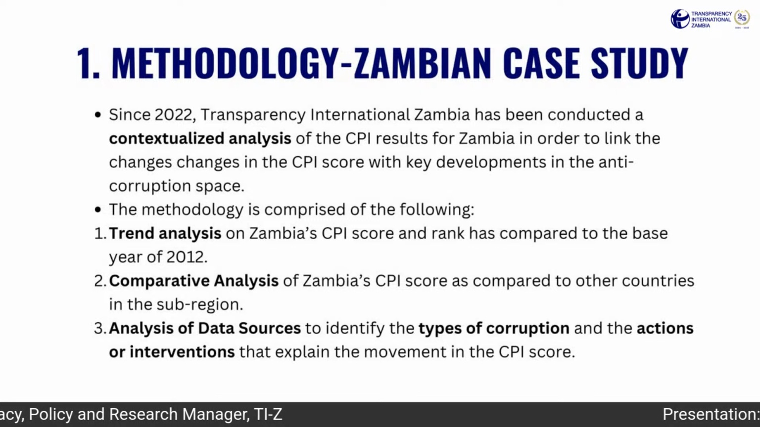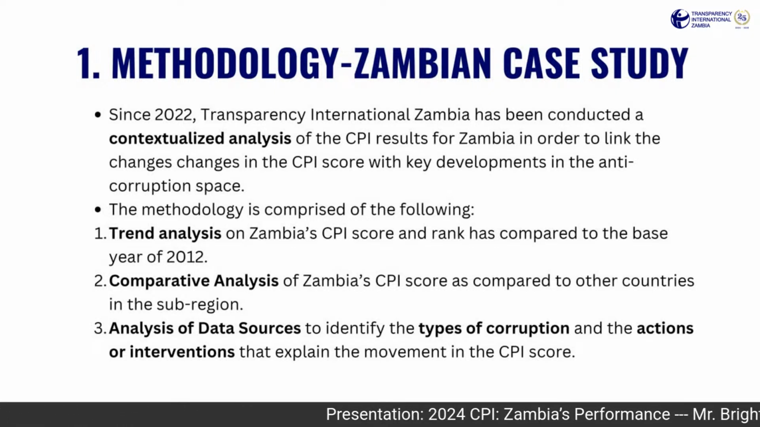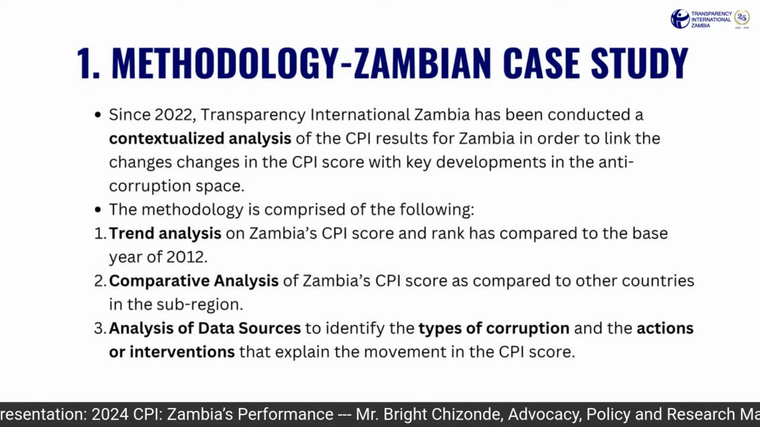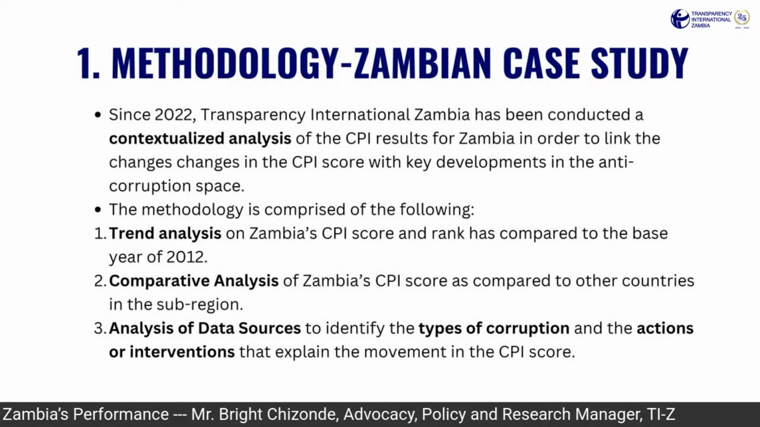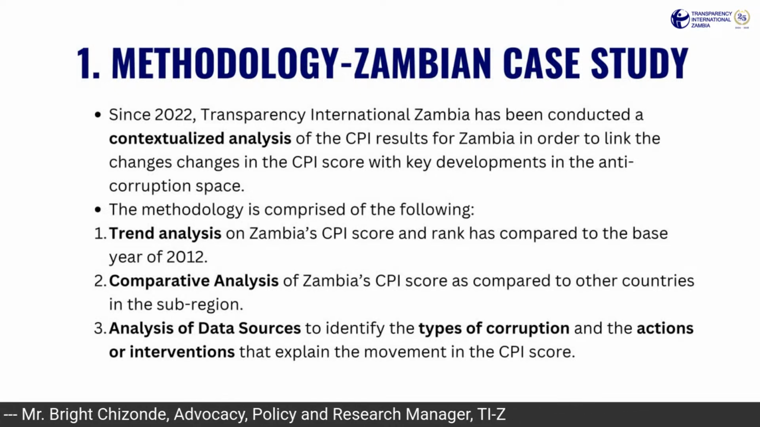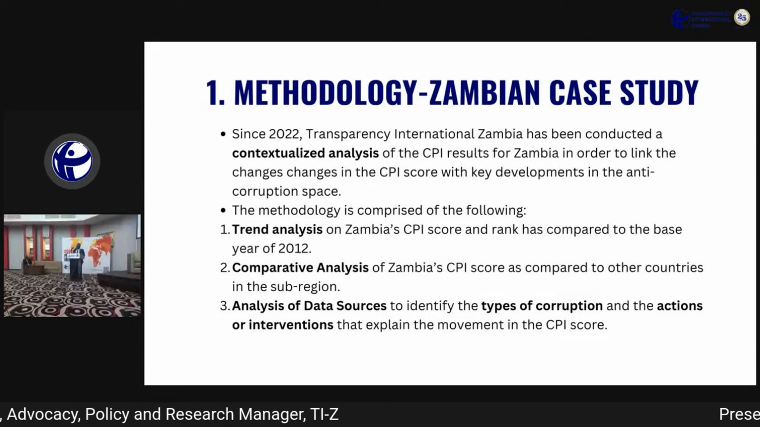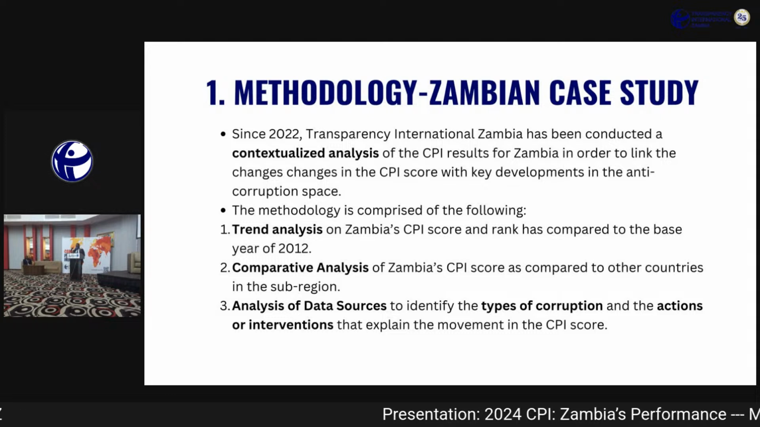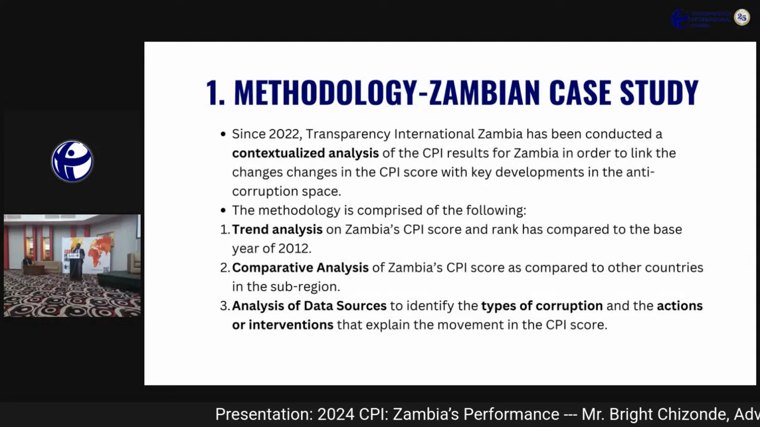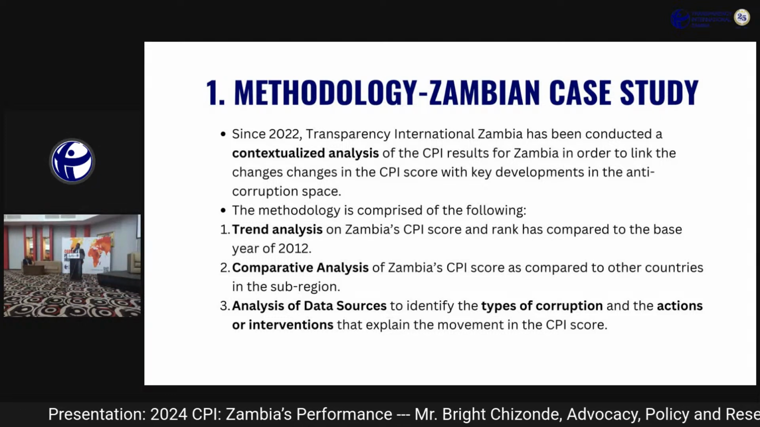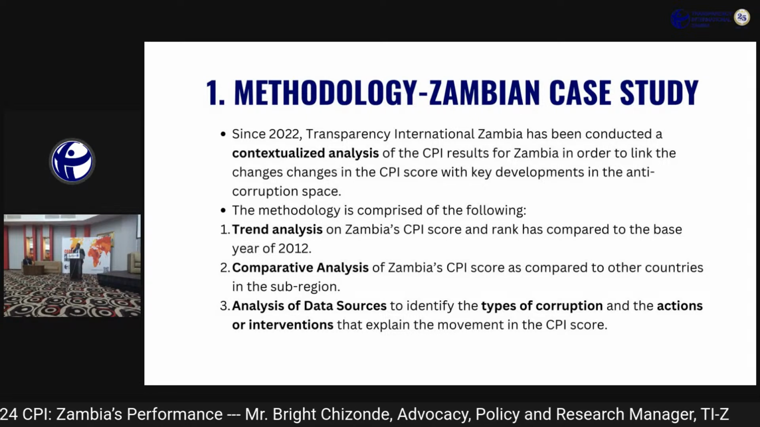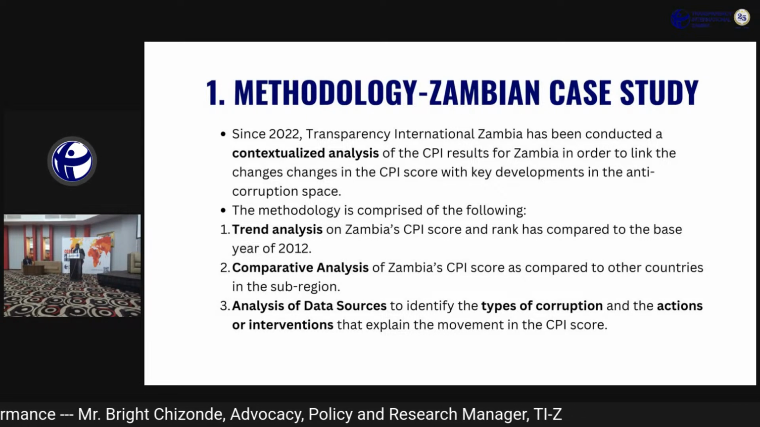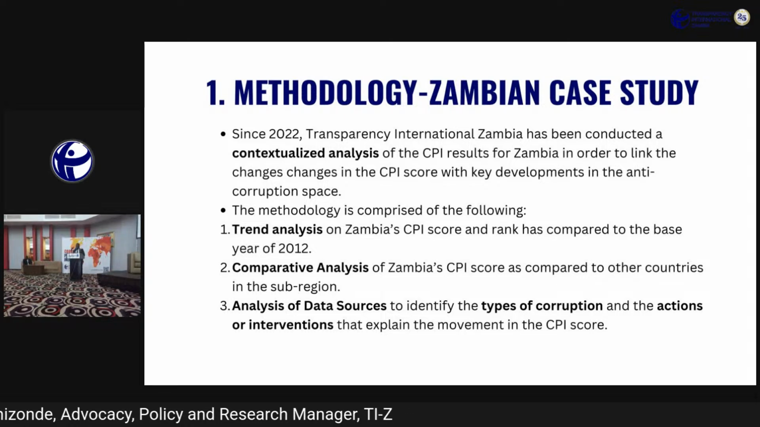As you may know, there are some underlying data sources that inform the CPI score, which is a weighted average. So we like to identify the types of corruption and the actions or interventions that explain the movement in the CPI score. Some of the data sources look at corruption types, so you are able to tell that this particular type of corruption has moved, while other data sources are looking at actual interventions, for example, transparency, fighting or prosecuting of cases. So you are able to see also that particular actions or interventions have moved in this particular year.